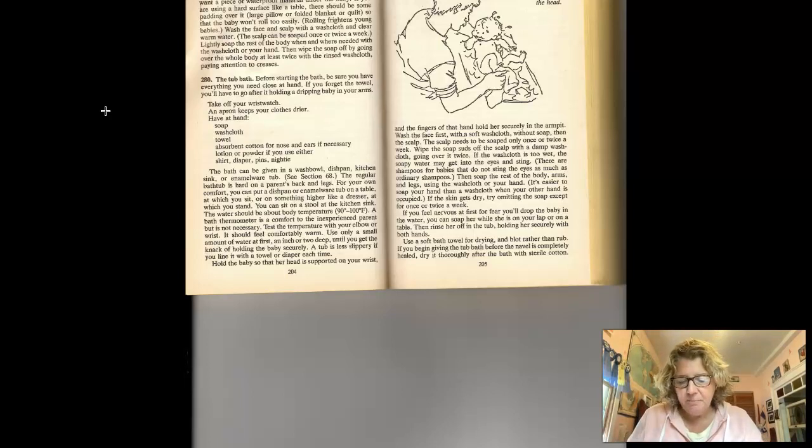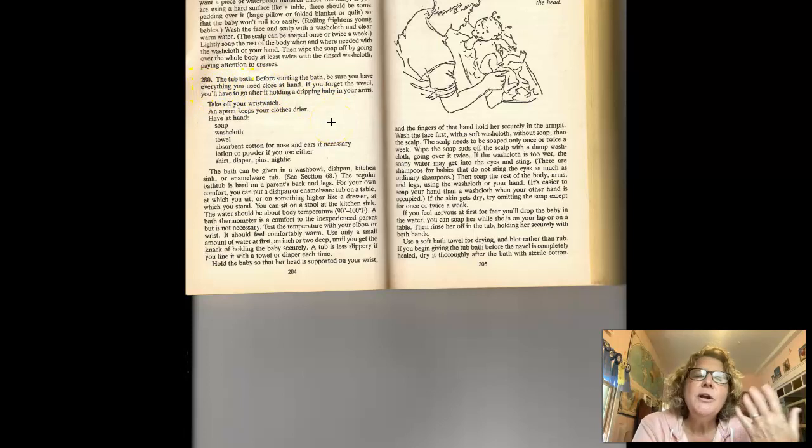This first example is from a baby book, a Dr. Spock baby book from the late 80s. And interestingly, even though it's a how-to book, it's written in a very narrative style, as you can see. But that becomes kind of problematic when you get to 280, the tub bath, because we don't have time for narrative storytelling when we have a slippery infant that we're trying to bathe, especially if it's our first baby, right?